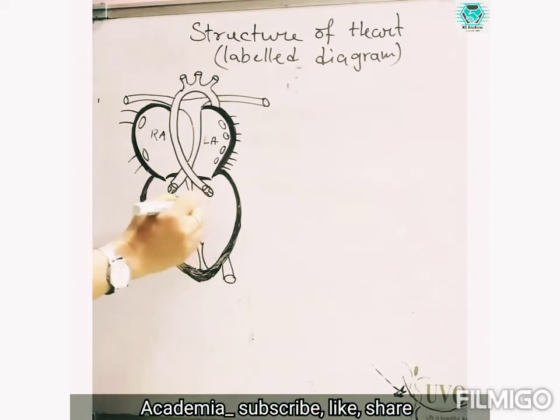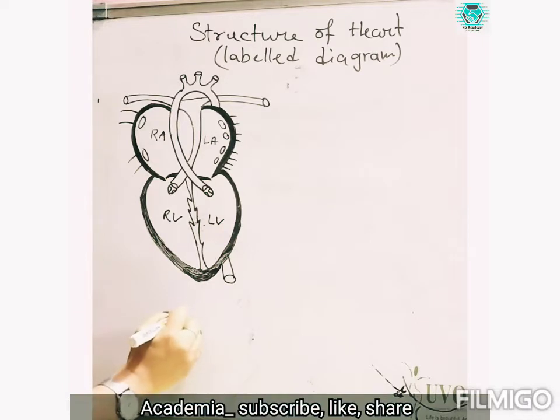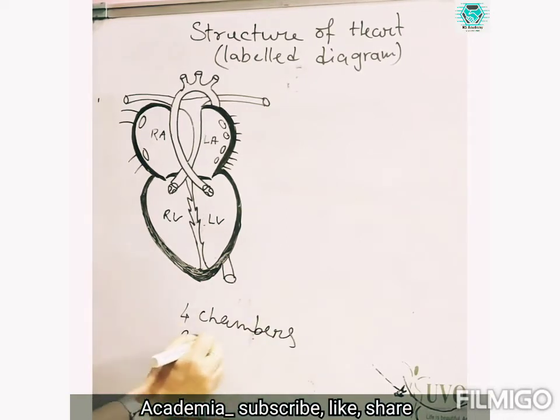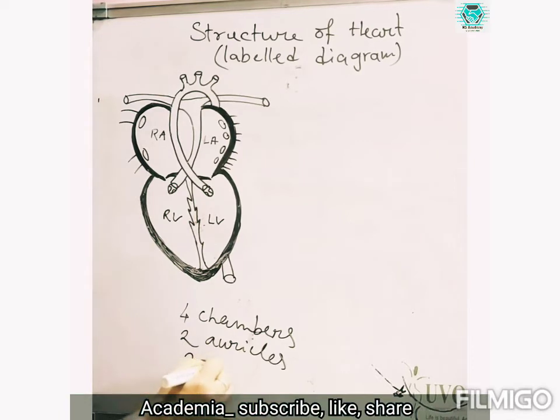The lower chambers, there are two lower chambers. This one is the left ventricle and this one is the right ventricle. So we can see here that the heart consists of four chambers: the two auricles and two ventricles.